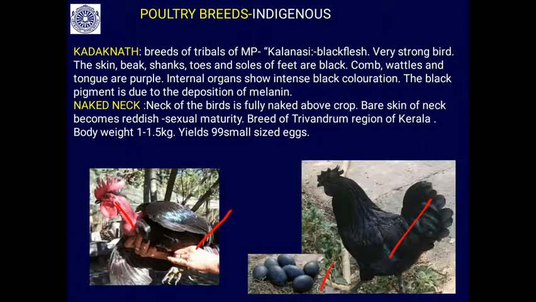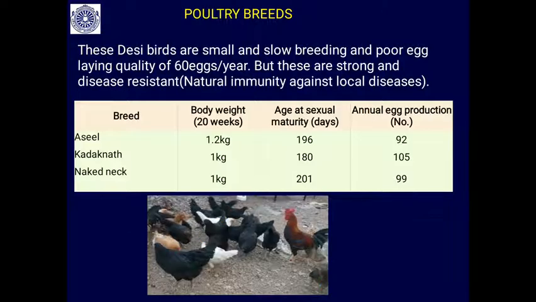Now these Desi breeds are also promoted just because they are disease resistant. These Desi birds are small, slow breeding and poor egg laying, around an average of 60 eggs per year. But they are very strong and disease resistant. They have a natural immunity against local diseases. So just to compare, this is Asil, Kadaknath and naked neck.